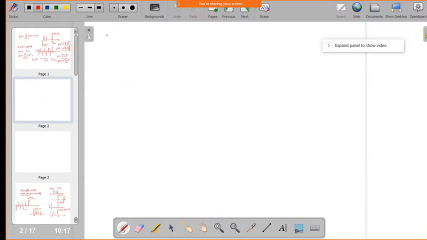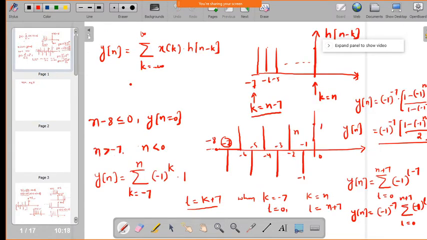So now when n is greater than or equal to 0, and n is less than 7. So why is it going to 7, less than or equal to 7? You can see here, whatever this h of n minus k is, it is going to 0 if the minus 7 sample becomes equal to 0, and the zeroth sample will go to plus 7. So we need to evaluate 0 to 7, and wherever there is a sample.